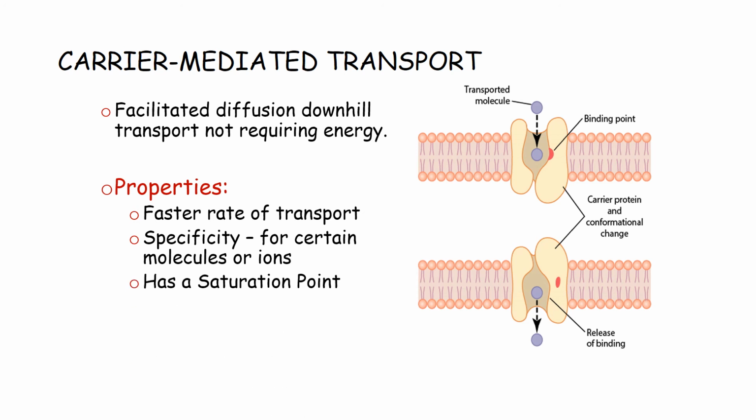Then they have a saturation point, meaning that this carrier protein carries the substance across the cell membrane. So these carrier proteins become saturated over a period of time. When this saturation is reached, this point is known as the saturation point, where all the binding sites on the carrier protein are occupied and they cannot bind to any other substance, and hence they have reached a maximum capacity. So this is the saturation point.